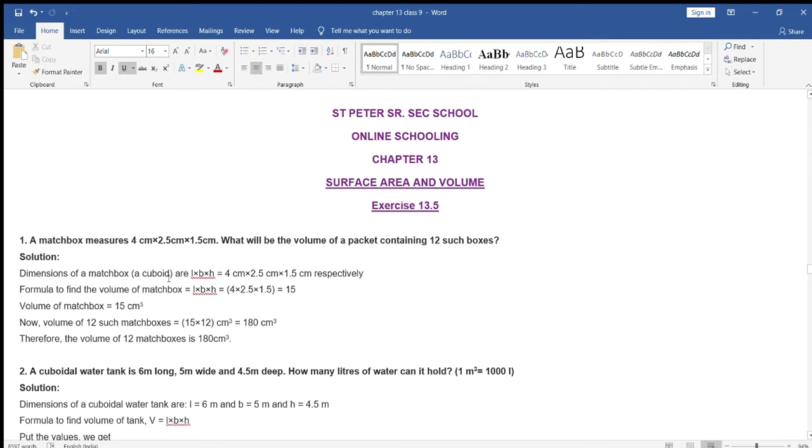We know that the volume is L into B into H. So putting the values there, we find the volume of one matchbox. But here the question is, we have to find the volume of 12 such boxes. So for finding the volume of 12 such boxes, we will multiply the volume of one box by 12. So here we got the volume of 12 boxes.